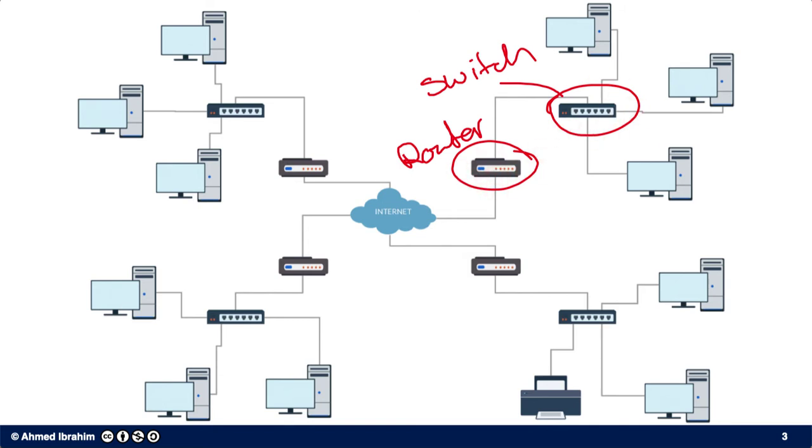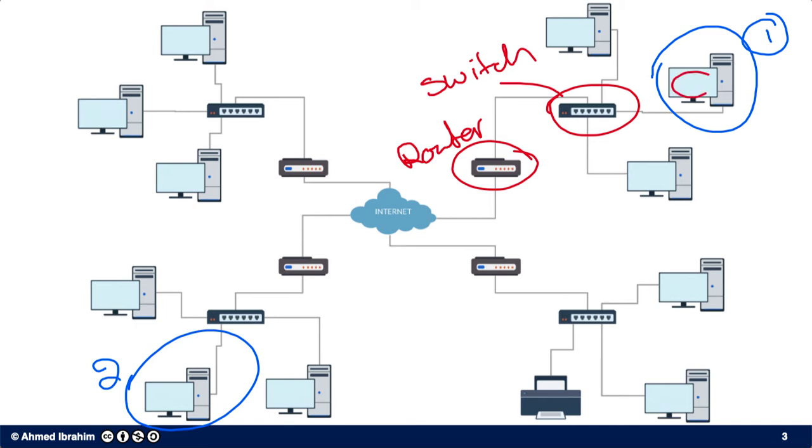Let's imagine now what is happening when this computer here, number one, needs to communicate with this computer here, which is number two. Computer number one will send its packet through the switch to the router and say that this message is meant to go to computer number two. But computer number one itself doesn't know how to send it there, so it sends it to the router. The router is the one that knows where to send it from this point to the next router in the internet. And the internet, you can think of it as a network of routers that can route this packet or message until they can reach this router over here.